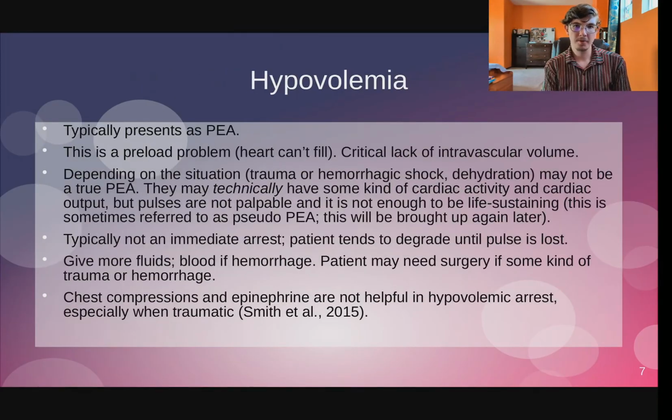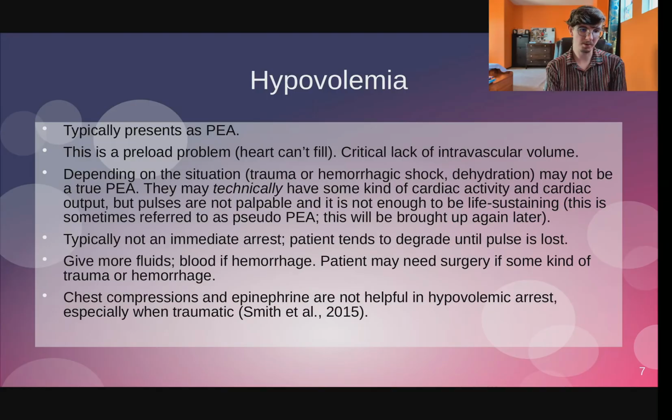So the first reversible cause that we're going to talk about is hypovolemia. This one typically presents as PEA. Now, at the start of each one of these, I'm going to say what rhythm tends to present on the monitor, but don't take this as gospel. Any of these reversible causes of cardiac arrest can present in any rhythm or asystole. I just want you to think physiologically: what are you more likely to see with this? So that's all that's for. And once again, hypovolemia, typically presenting as PEA.